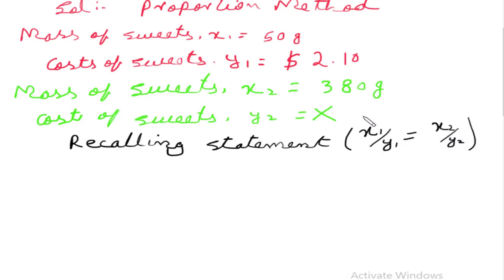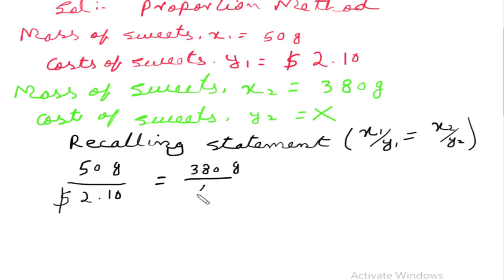Let's plug in the values in this statement. x sub 1 is equal to 50 grams, divided by y sub 1, which is $2.10. And x sub 2 is equal to 380 grams, and y sub 2 is actually x. Now we have to solve for this unknown, that is x, in the proportion. One quantity is unknown, which is the cost of these 380 grams. So let's solve this mathematically.